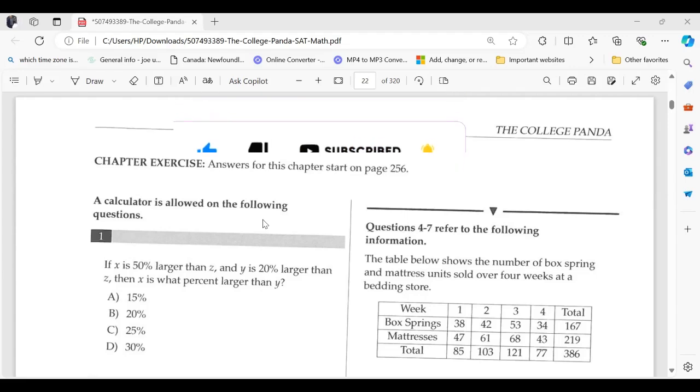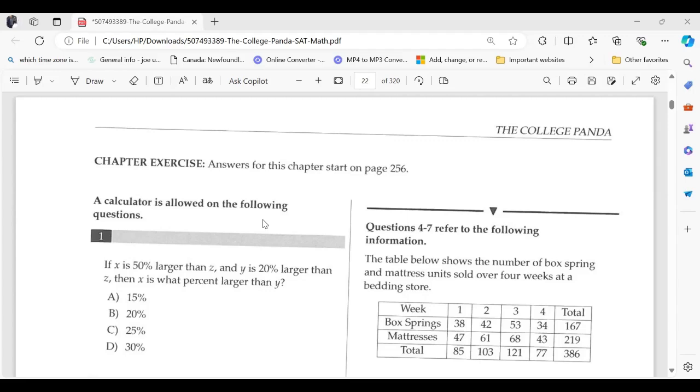Today, we are going to be looking at chapter 2 of SAT Mathematics. And so the College Panda SAT Mathematics, we are looking at chapter 2, which has to do with percentage. So we are going to look at different questions that are normally asked under percentage, and then we'll proceed to see detailed solutions to each of these questions.